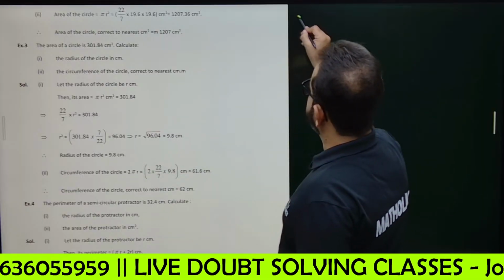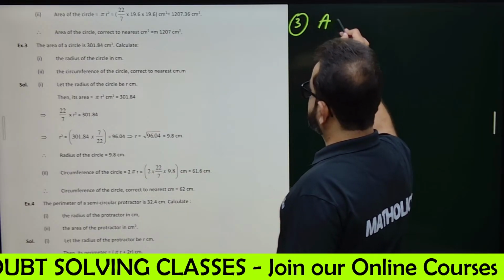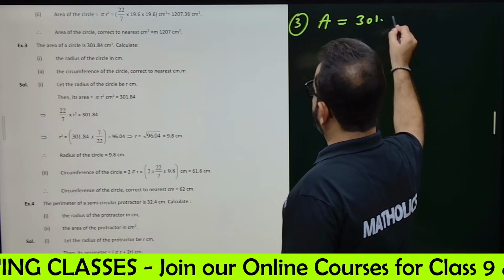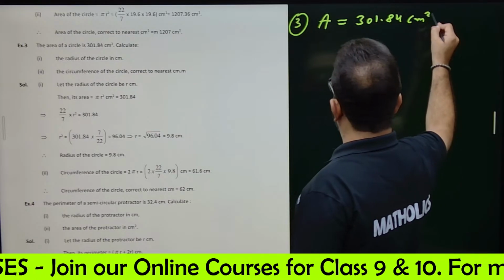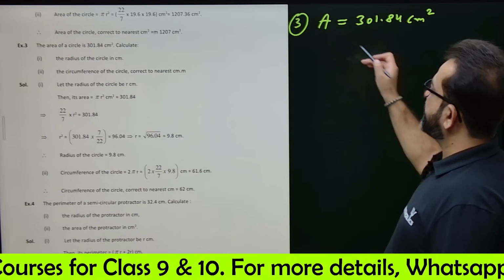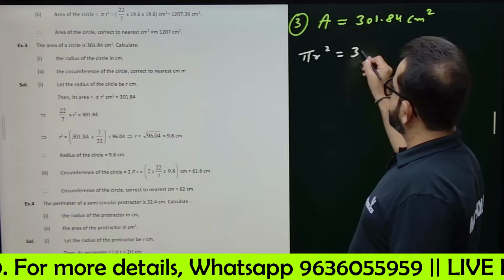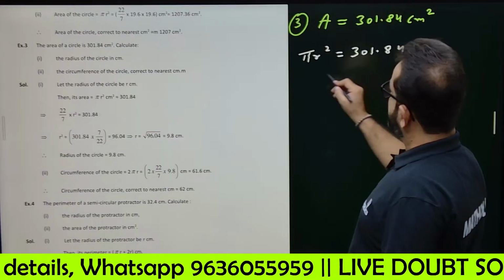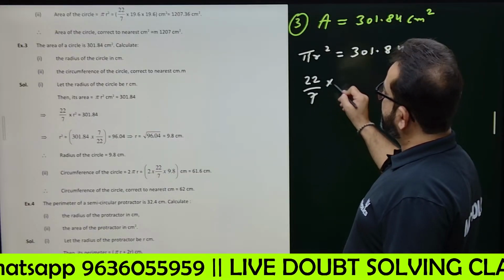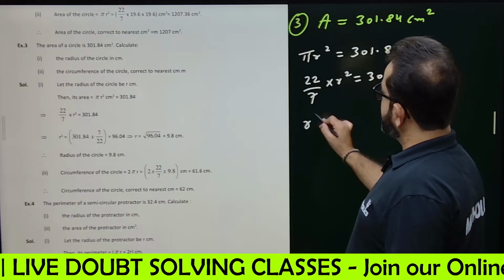Third example is you have been given area of the circle. If area of the circle is given 301.84 centimeter square, right? You have to find its radius. Okay, just find radius. So we'll compare this with pi r square. Pi r square equals to 301.84. So 22 by 7 into r square equals to 301.84. So r square will be equals to what?